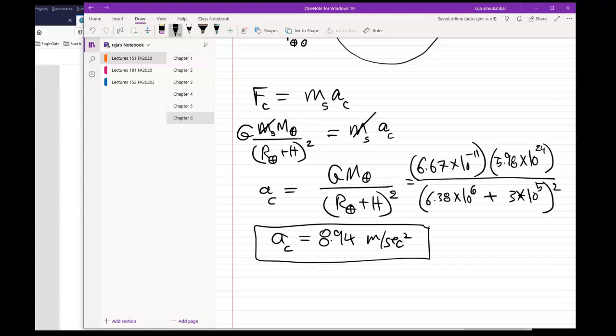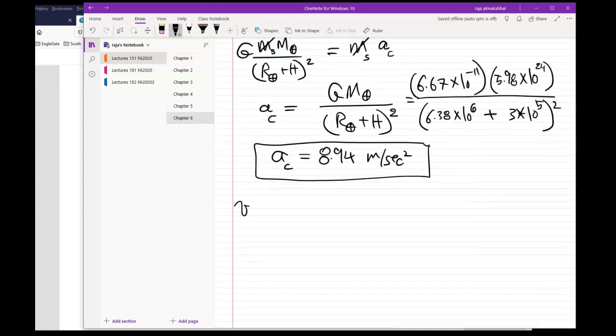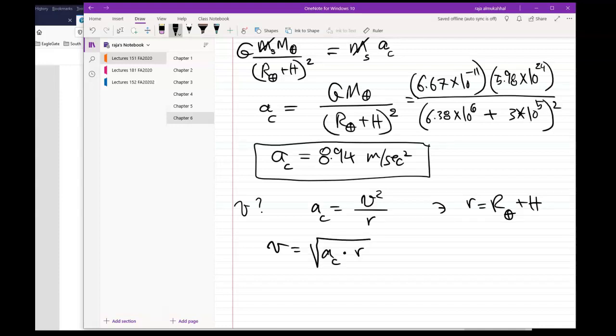Now, so now he said, what is the velocity? Well, I know that a sub c is equal to what? V squared over r. Of course, r here is R of Earth plus h. Let me put a small r, such that r is r for Earth plus the altitude, plus that height. You know what I mean? So I need to include all of that. So in this case, the velocity is the square root of a sub c times r. So that will be a sub c times this plus the height. You see what I'm saying? So let's do that.